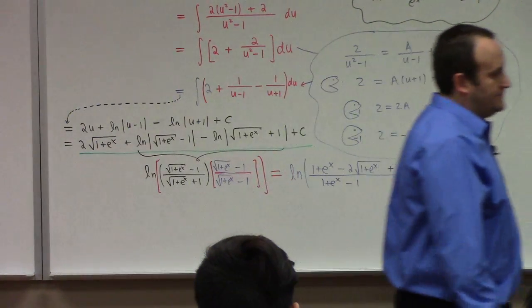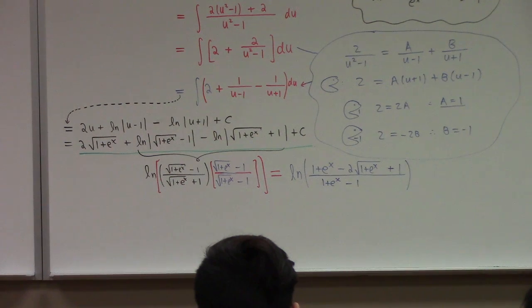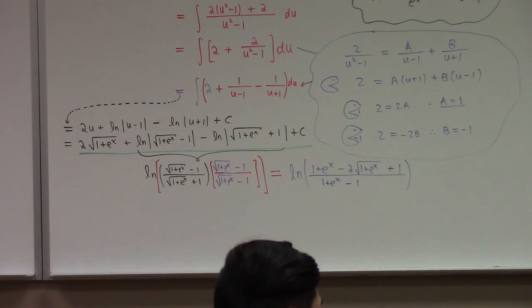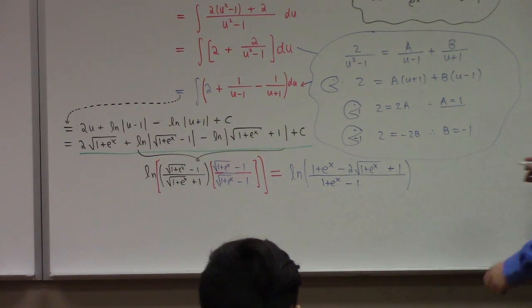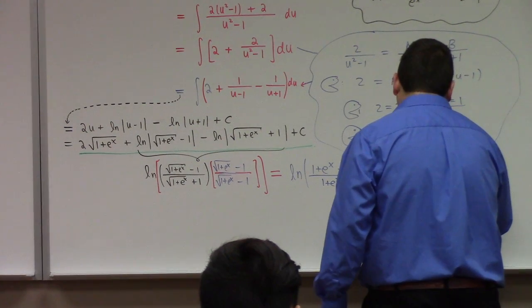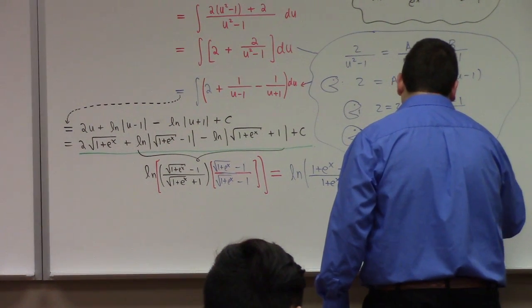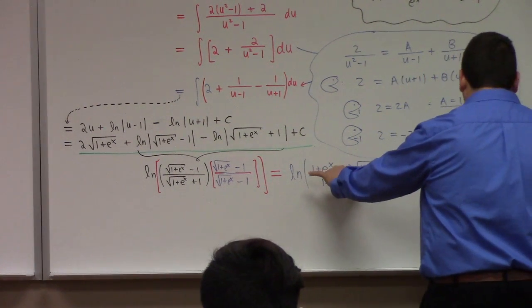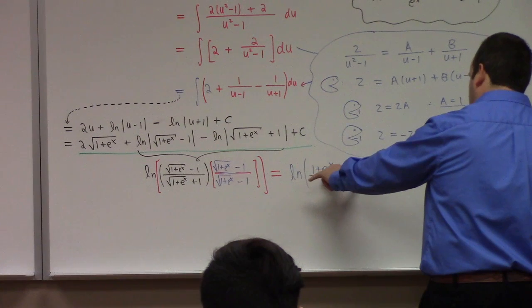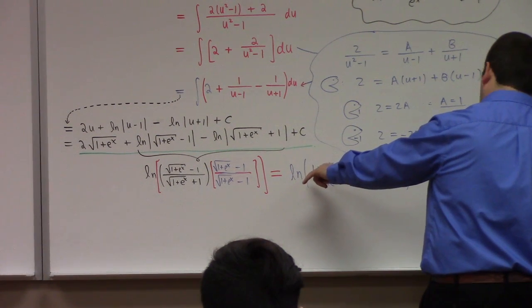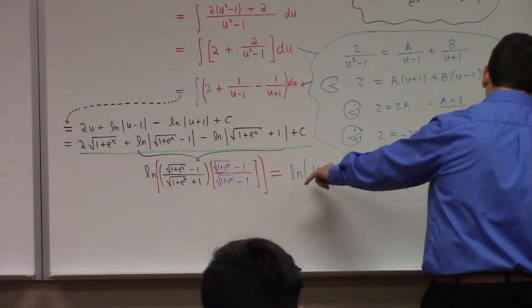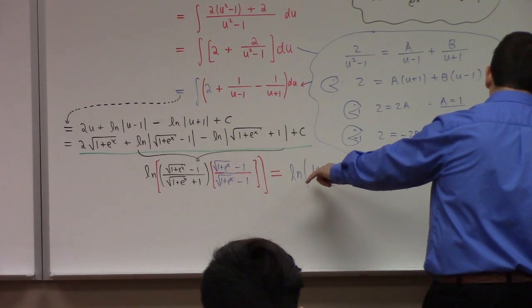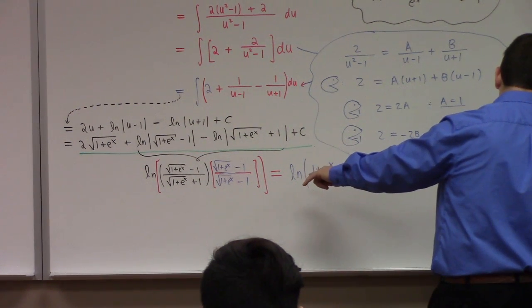How can we simplify that? Oh, yeah, cancel out the 1s. And this is also minus the natural log of e to the x, right? Plus the natural log. And look at the numerator. This actually is the square root of 1 plus e to the x minus 1 quantity squared.